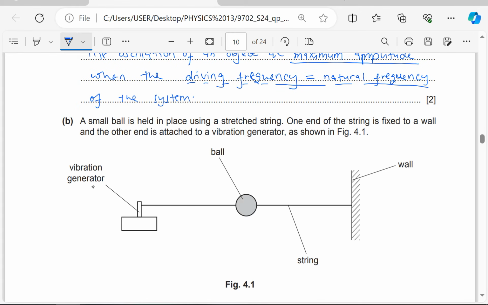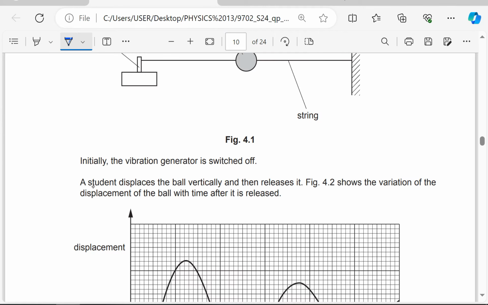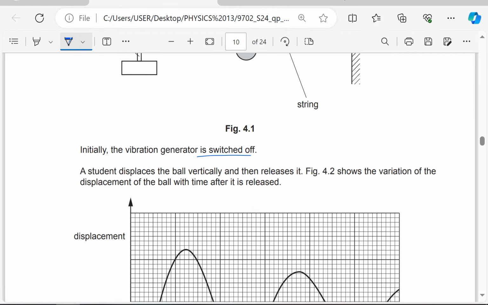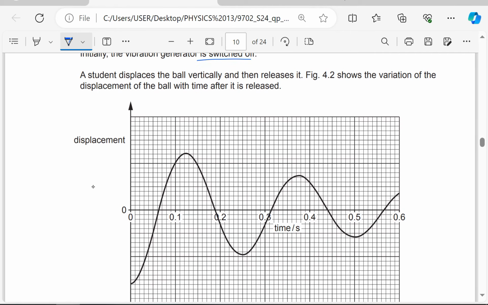A small ball is held in place using a stretched string. One end of the string is fixed to a wall, and the other end is attached to a vibration generator as shown in the figure. Okay. So initially the vibration generator is off. So that means the vibration is natural. A student displaces the ball vertically and then releases it. The figure shows the variation of the displacement of the ball with time after it is released.